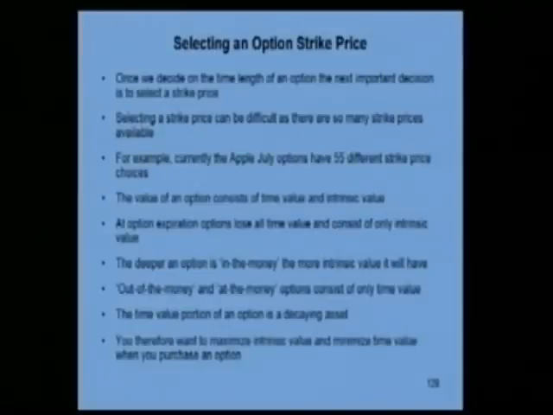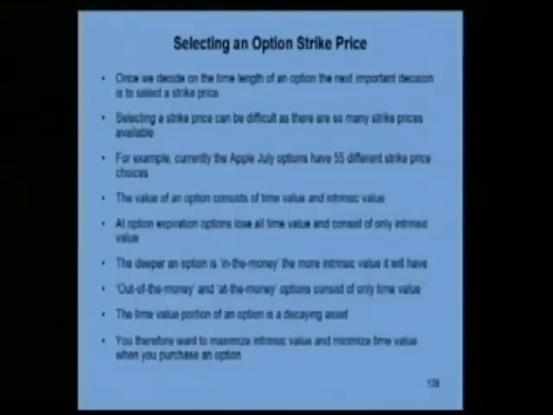Once I select the expiration month, then I have to decide on the strike price. And there's, like I said, for Apple, over 400 options available, 400 choices with Apple. So you have to kind of narrow that down. Here's an example. If you're going to trade the Apple July options, there's 55 different strike prices for the July options.